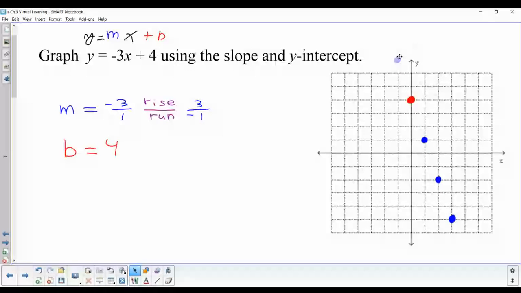Once you have your dots, you connect them with a line, use a straight edge, and then once you have your line, you go back to the original equation, y equals -3x plus 4, and you label your equation.